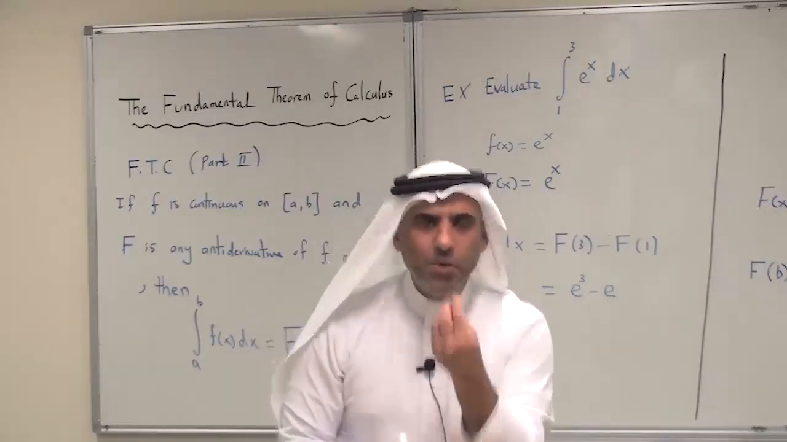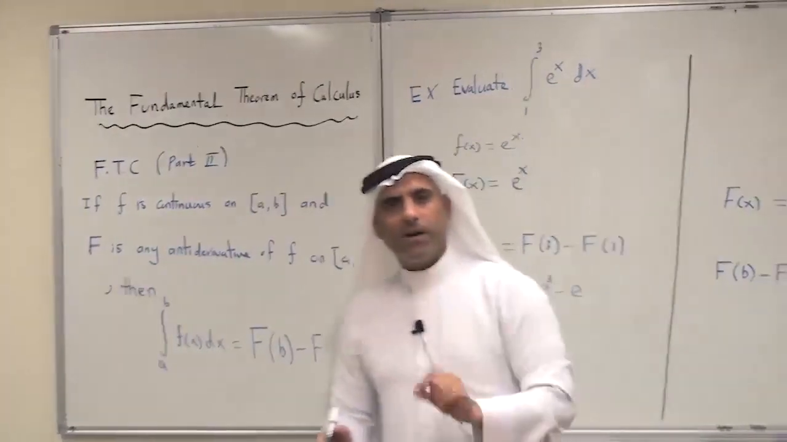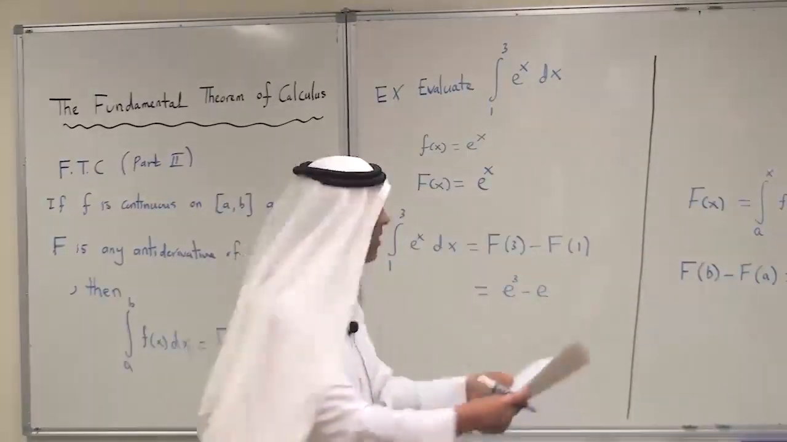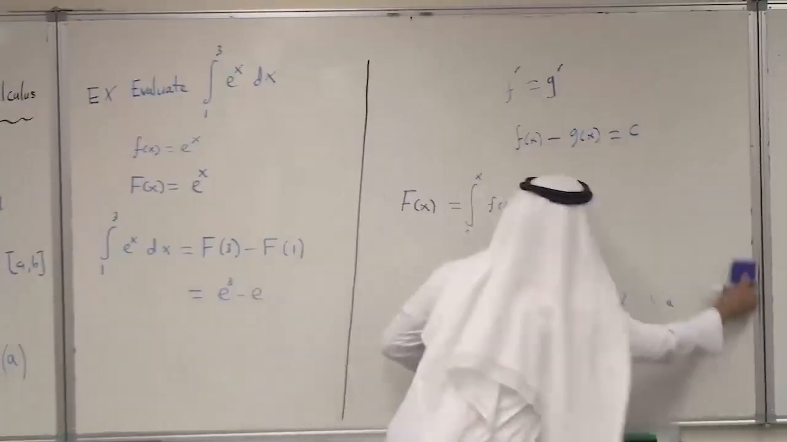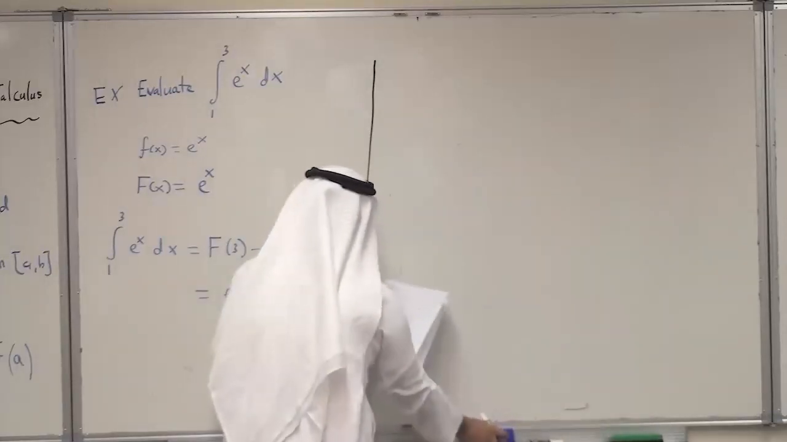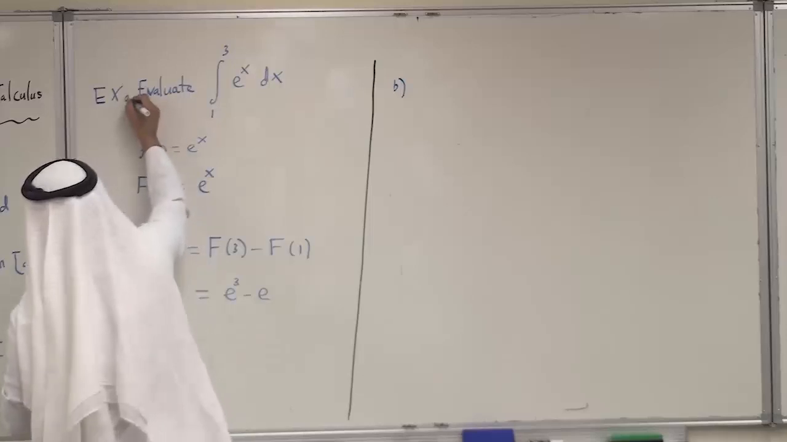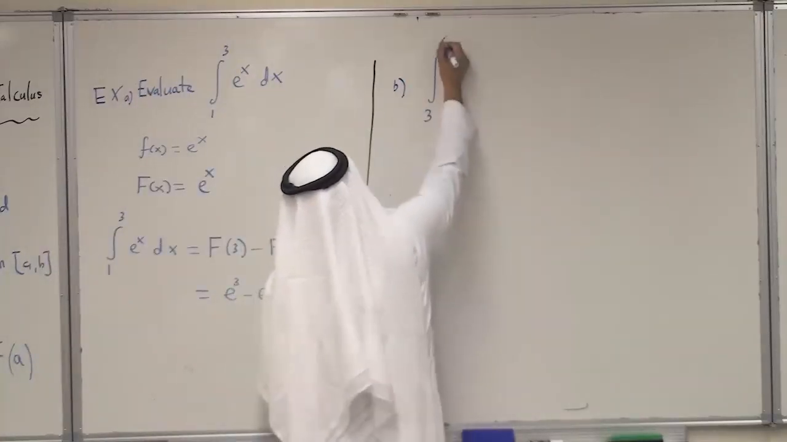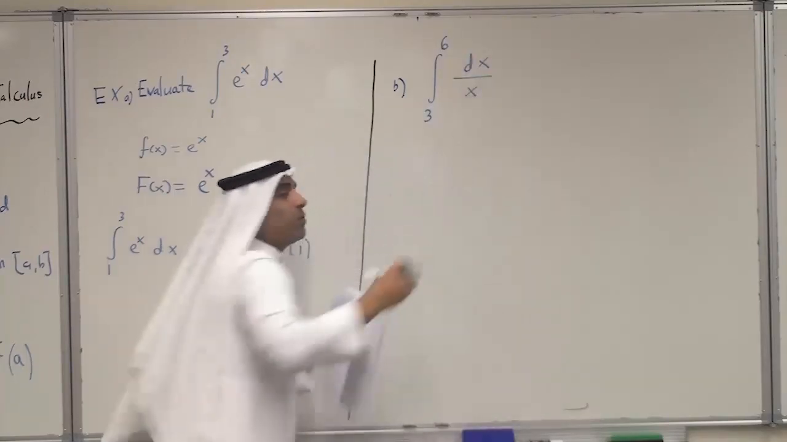So you see the beauty of the fundamental theorem of calculus part 2. It simplified the calculation for definite integrals. We will see more exercises about this. In the following part of the question, let's call the first one part A, and this is part B. It says evaluate the integral from 3 to 6 of dx over x.